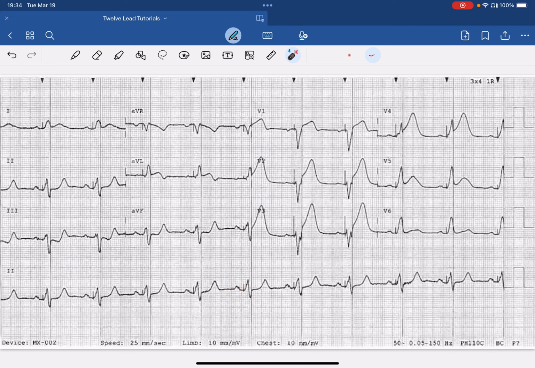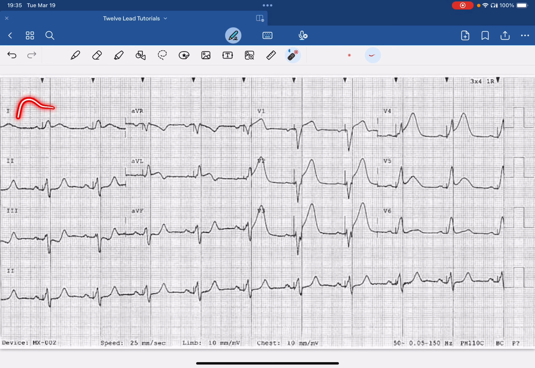Moving on with paced rhythms, remember that anytime you have an abnormal depolarization phase, a pacer spike for instance, depolarizing the ventricles all at once, the repolarization phase is going to be altered. As a consequence, you're going to get this discordant activity, which is normally considered to be normal in the setting of both left bundle branch block as well as the paced rhythm.